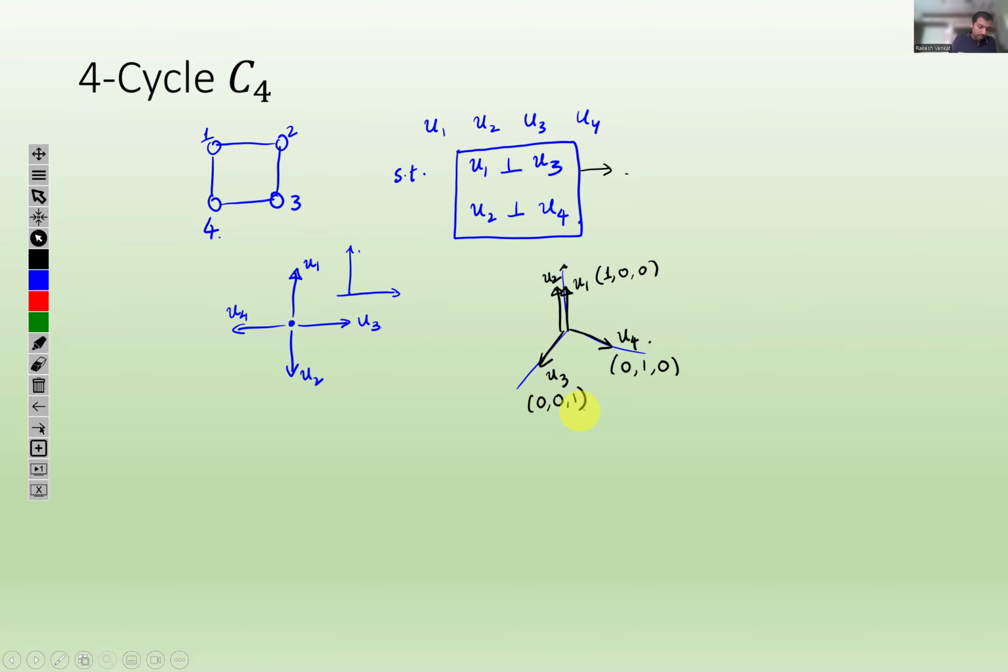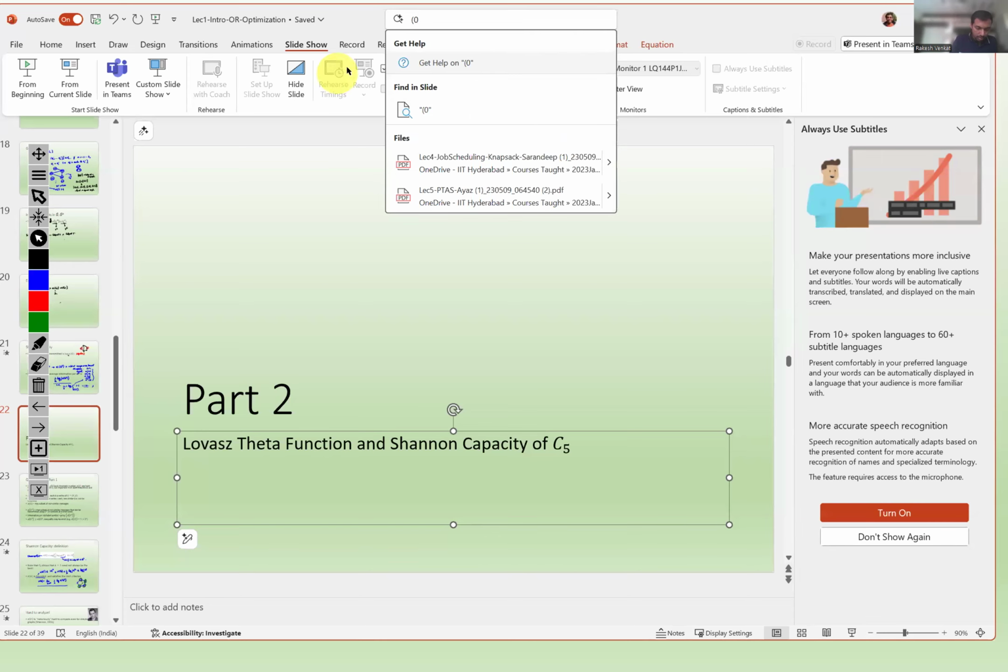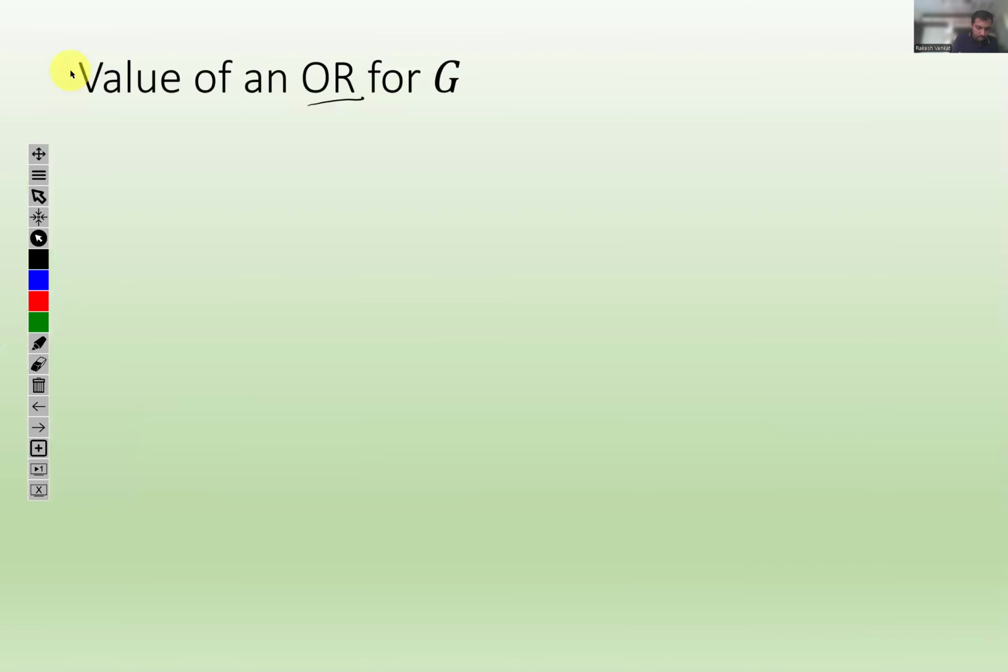What we are looking for in particular is an orthonormal representation, which I'll mostly denote by OR. I want an orthonormal representation with low value, or that is efficient in some sense. OR stands for orthonormal representation.